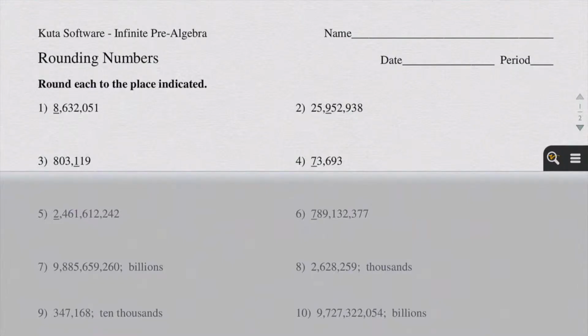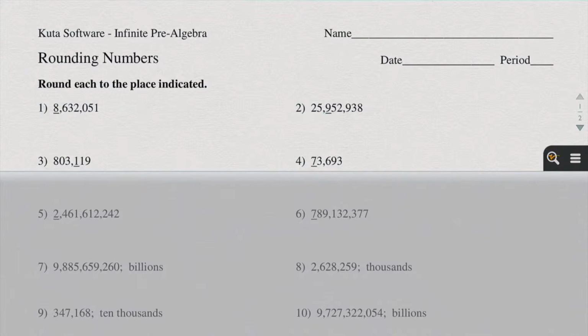Okay, in this video we're going to be covering pre-algebra rounding numbers. The instructions ask us to round each to the place indicated. So what we're going to do when we round is look to the right of the number we're interested in, and if that number is 5 or greater, we round up. If the number to the right is below 5, meaning 4, 3, 2, 1, or 0, then we leave the number where it's at.